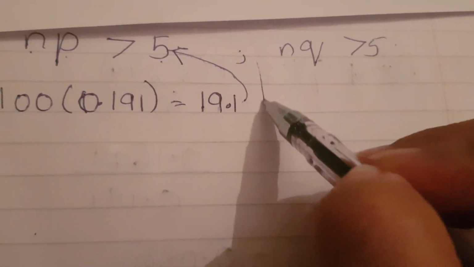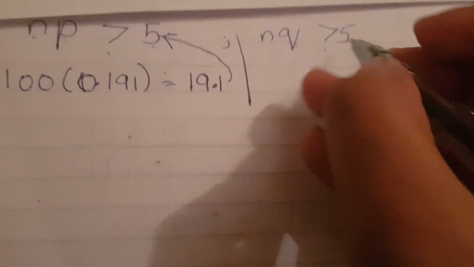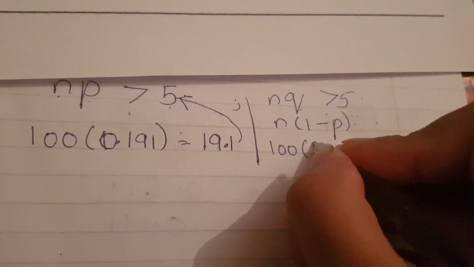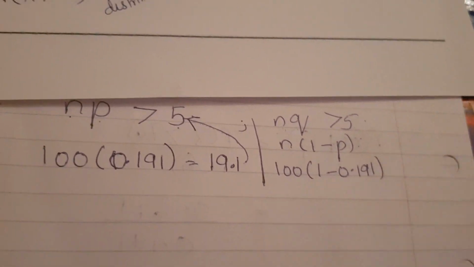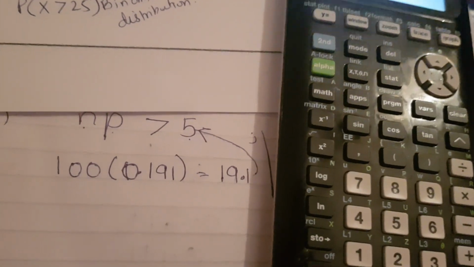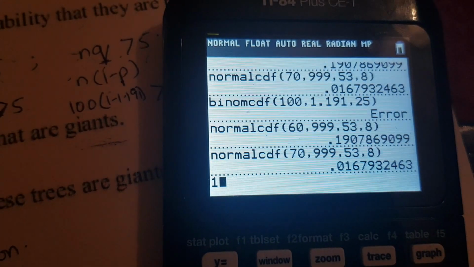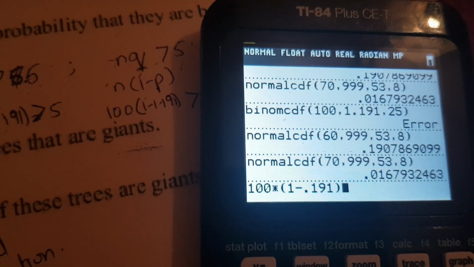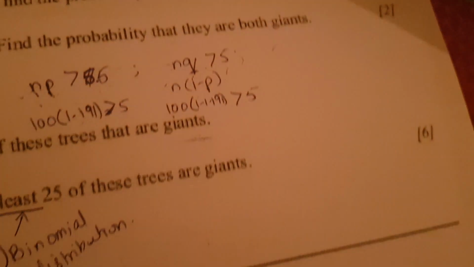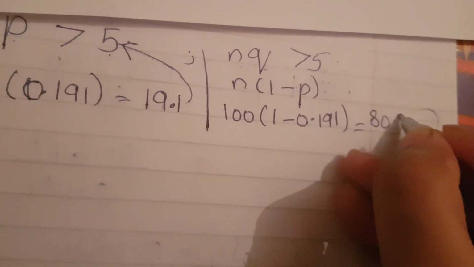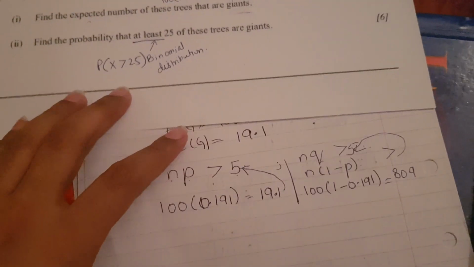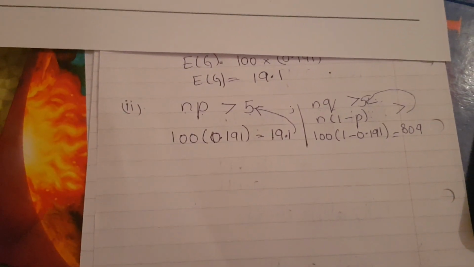The second condition which should be satisfied is nq should be greater than 5. What is my q? q is basically 1 minus p. So 100 multiplied by 1 minus 0.191, it is 80.9, right? So 80.9 is also greater than 5. So both my conditions are satisfied. I can approximate my binomial distribution with a normal distribution.